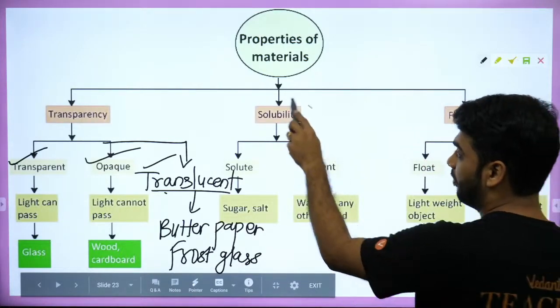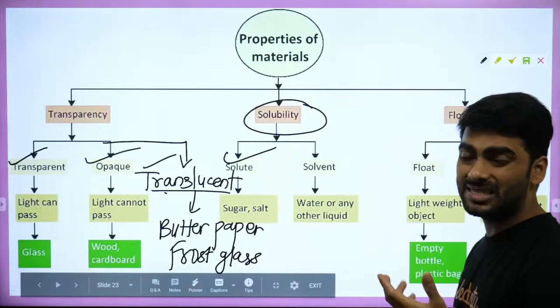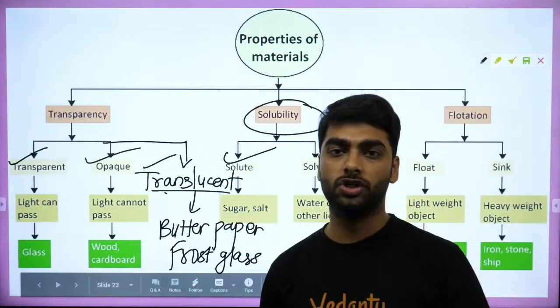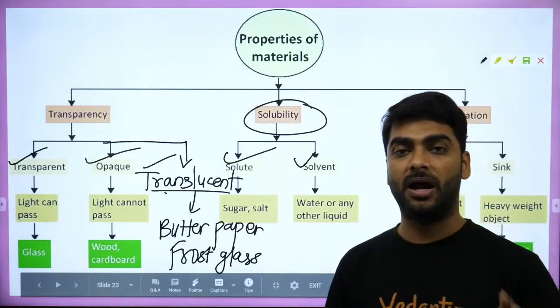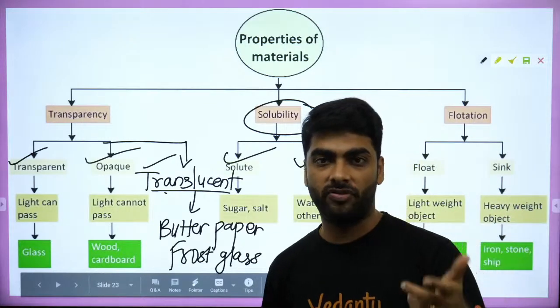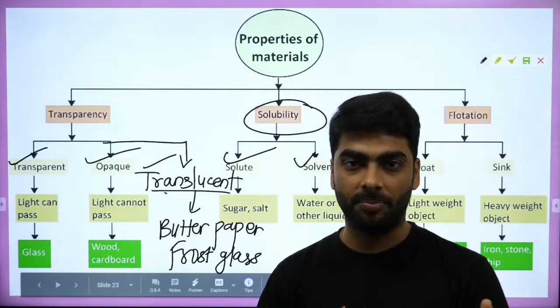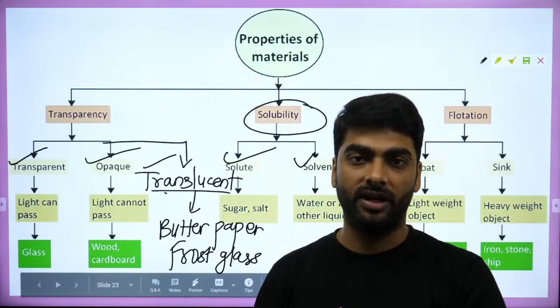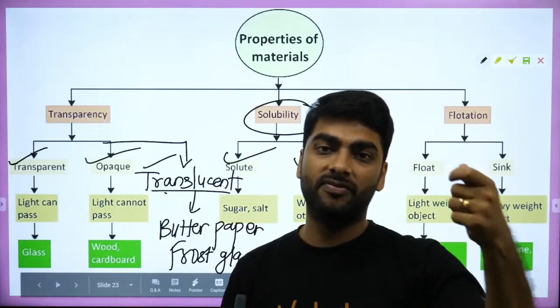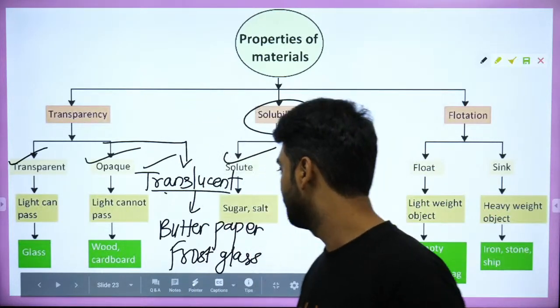Then solubility: soluble, which mixes in water completely, like salt, sugar, lemon juice. The solvent is the bigger part, like water is a universal solvent. For example, if you are making a sugar syrup, you are adding sugar to water. Sugar is the solute, water is the solvent. The one that is more is the solvent, and the one that is less is the solute.